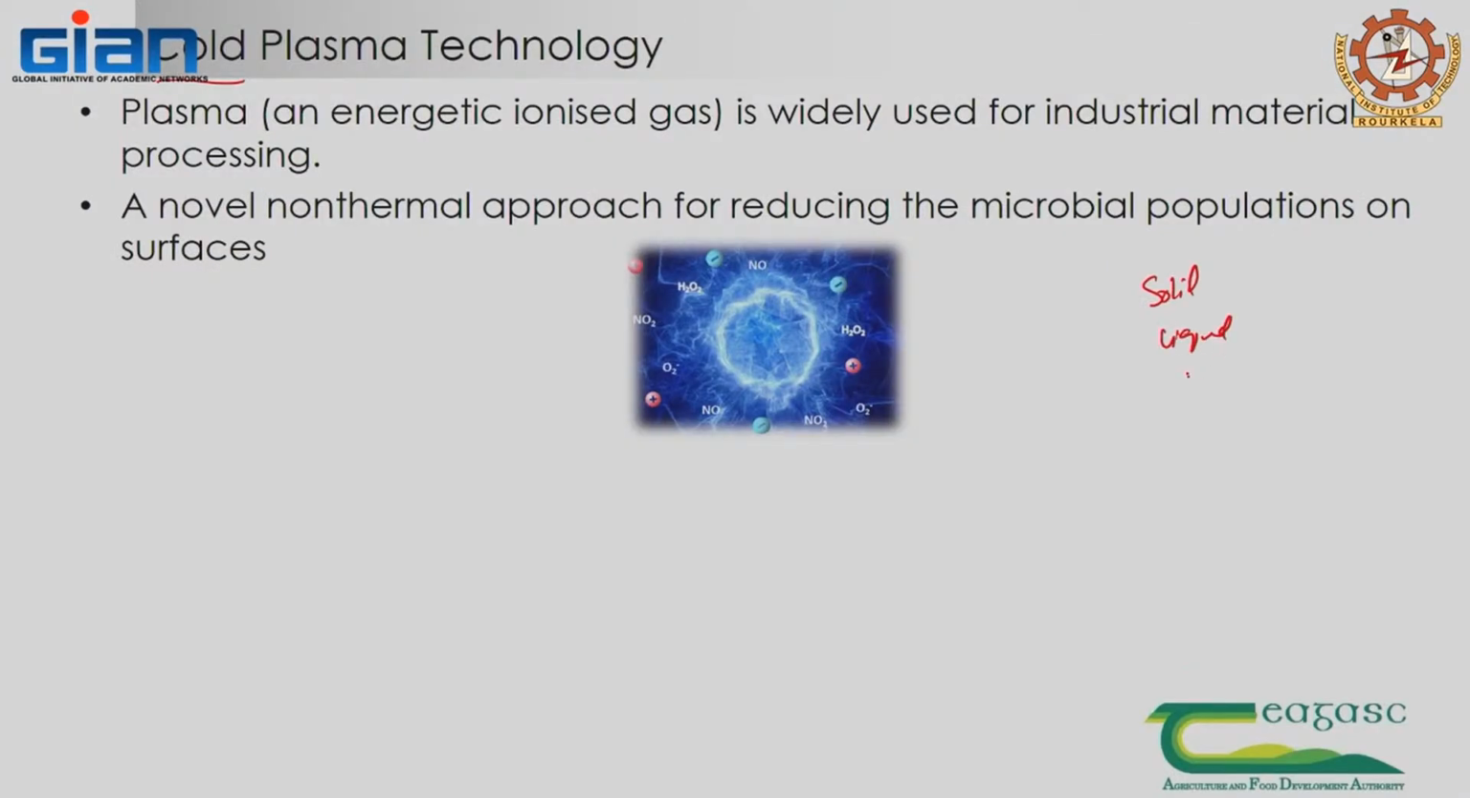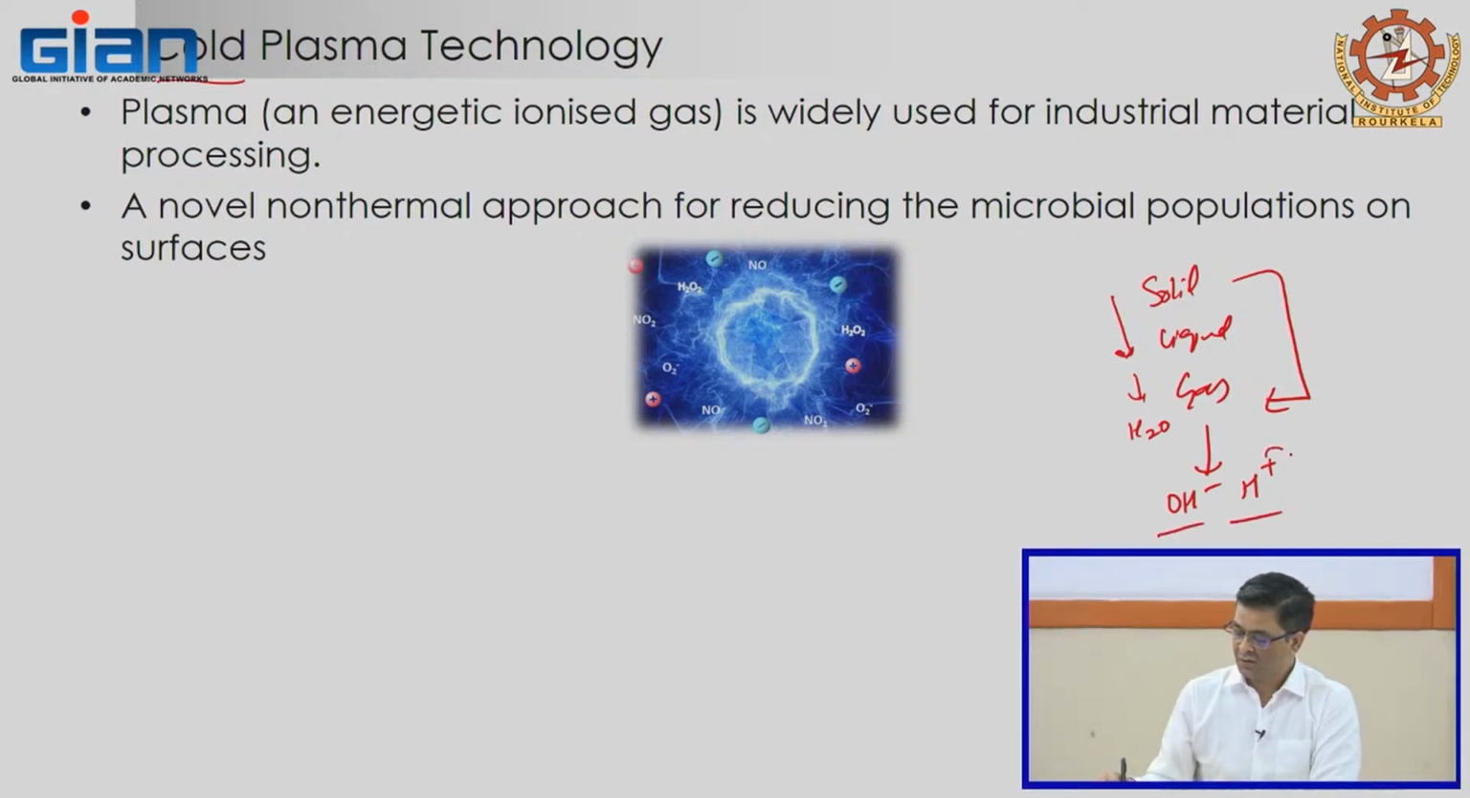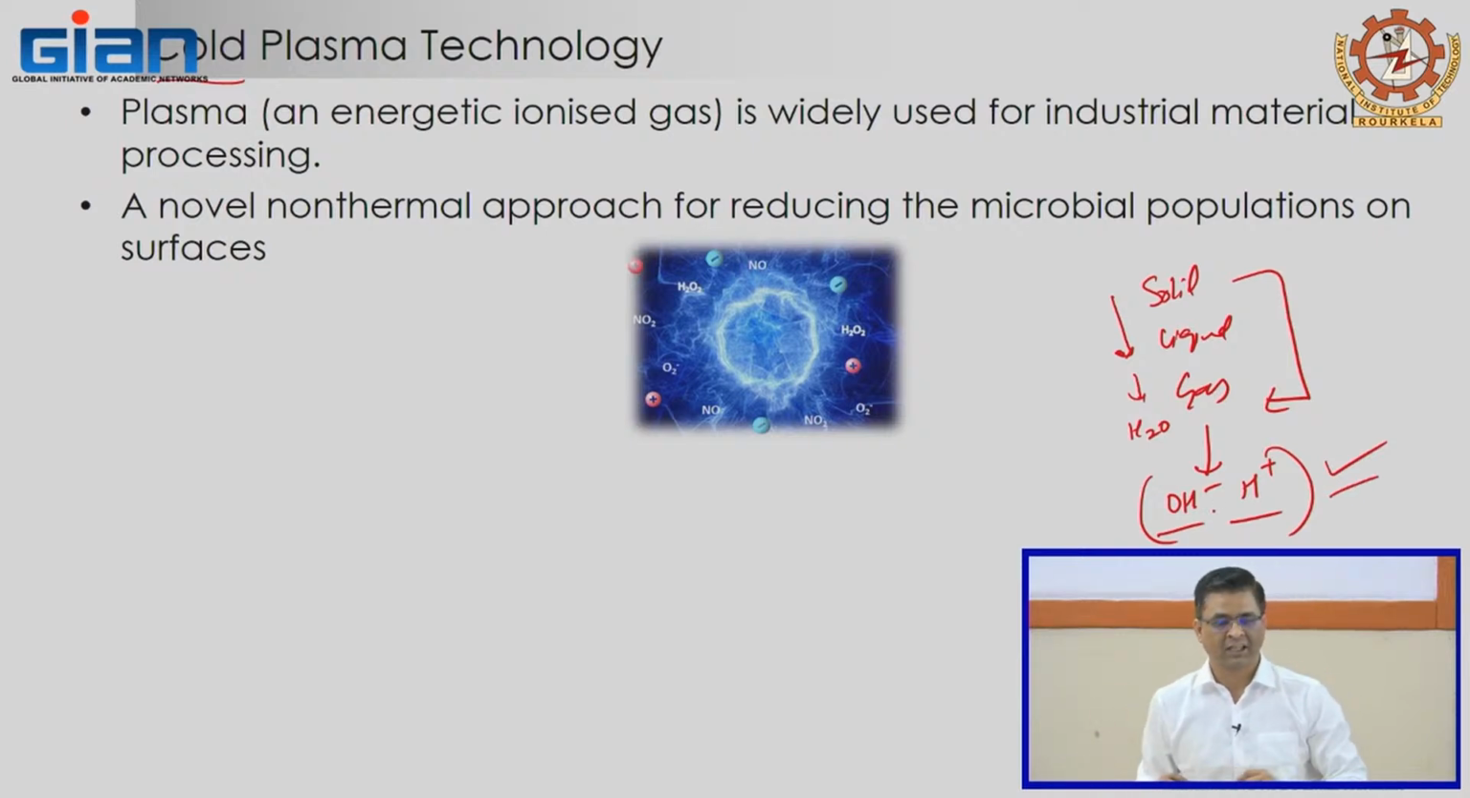If you see the states of matter, we always have solid, liquid and gas. Certain products convert directly from solid to gas, for example camphor. Ice converts to water, water to water vapor. And if we break the gas, it becomes OH and H plus. So these are known as ions. This state is known as plasma. These are also called free radicals. They are free, so they can oxidize, because everybody has to come to a stable position.